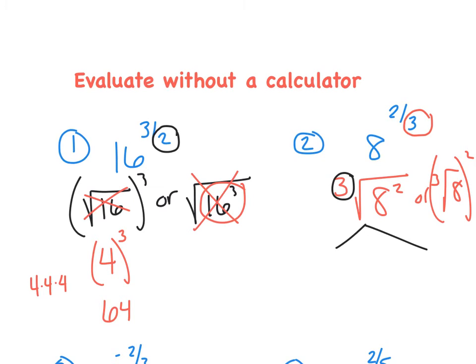Let's say we take the cubed root first. So I'm looking for 3 numbers that multiply to 8. 2 times 2 times 2 is 8, so that's really 2 squared, which is 4. Or you could square this first, so you have the cubed root of 64. So now I need 3 numbers that multiply to 64, which is 4. So it didn't matter the order you chose, just do what works best for you.